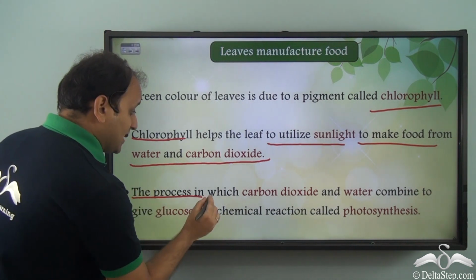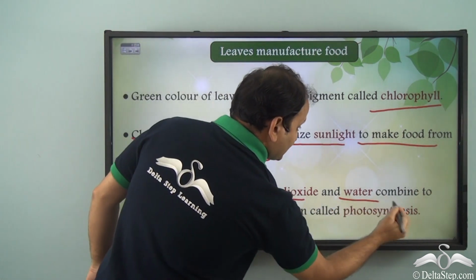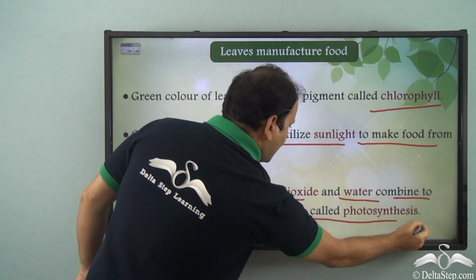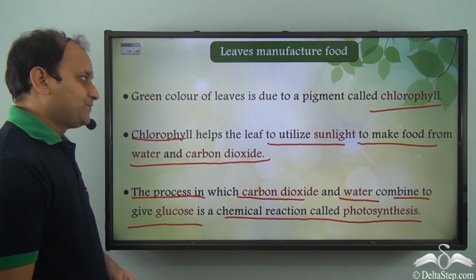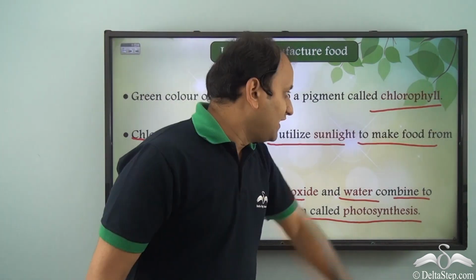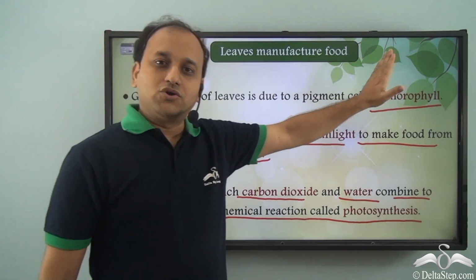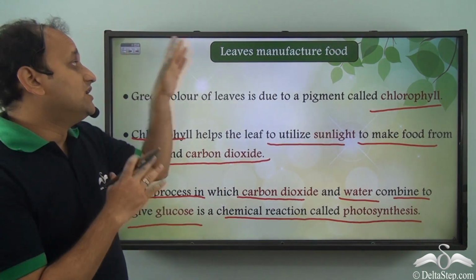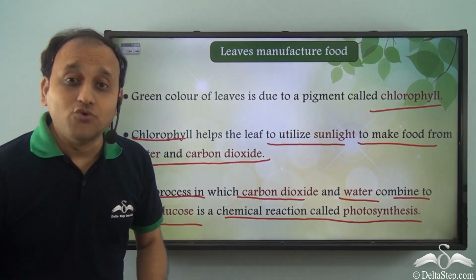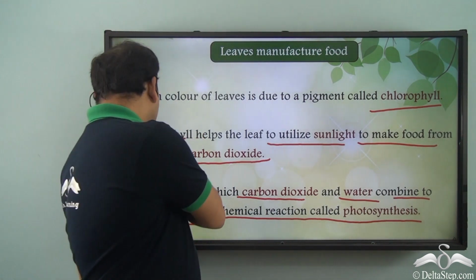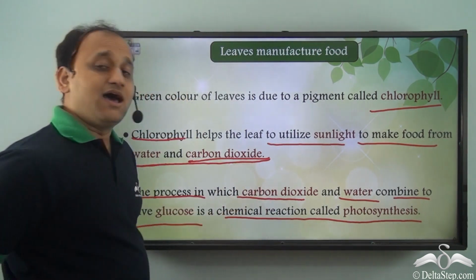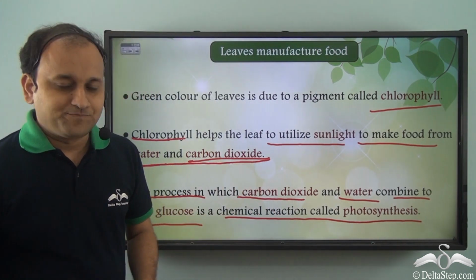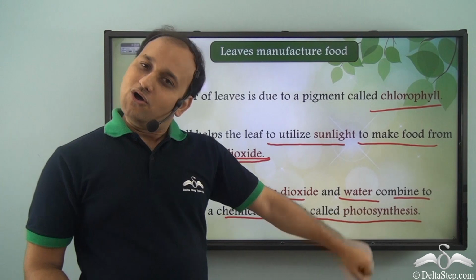The process in which carbon dioxide and water combine to give glucose is a chemical reaction called photosynthesis. So leaves have chlorophyll, and chlorophyll along with sunlight helps leaves to prepare food, and water and carbon dioxide are the main components which are required to make that food, and this process is called photosynthesis.